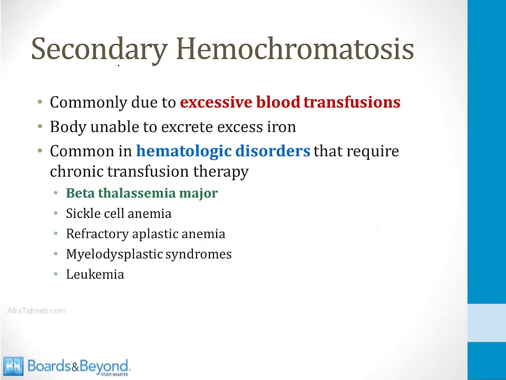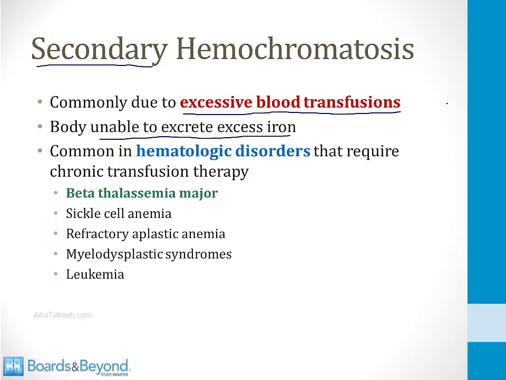You can develop hemochromatosis without an abnormal HFE protein if you receive excessive blood transfusions over the course of your life. This is called secondary hemochromatosis. The problem is the same as in hereditary hemochromatosis in that the body cannot excrete excess iron.